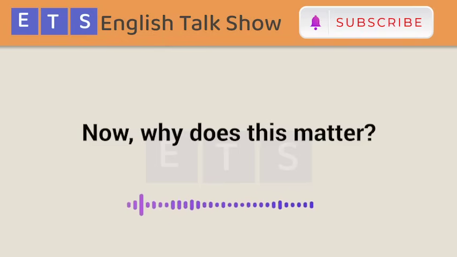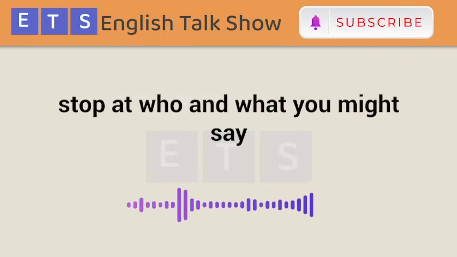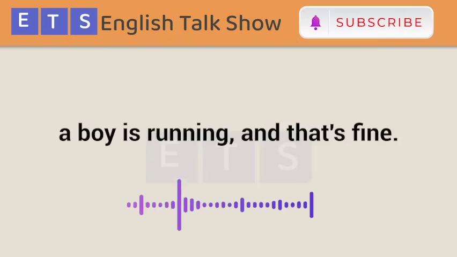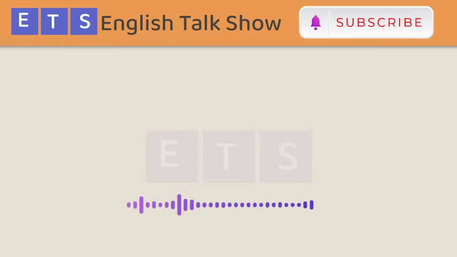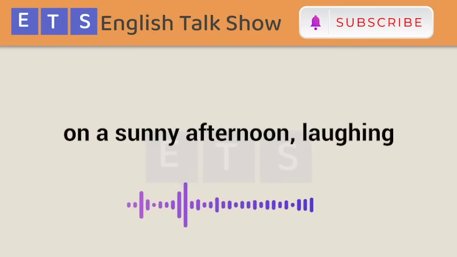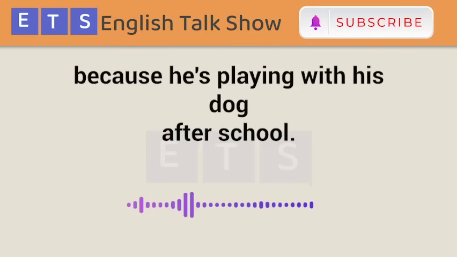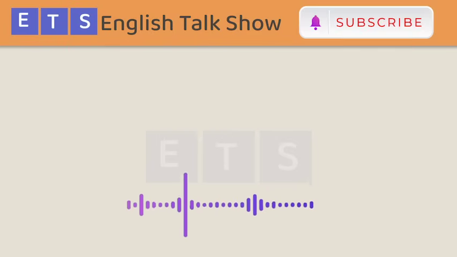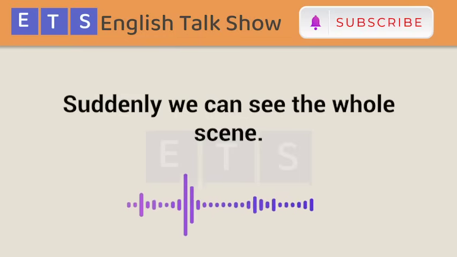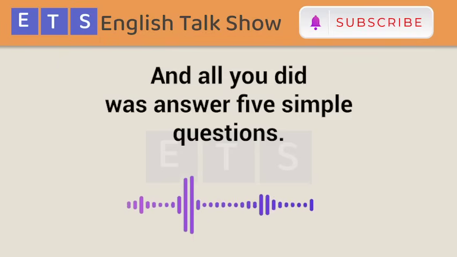Now, why does this matter? Because most language learners stop at who and what. You might say, a boy is running, and that's fine. But what if you said, a young boy is running through the park on a sunny afternoon, laughing as he chases after his golden retriever because he's playing with his dog after school? Suddenly, we can see the whole scene. It's alive. It feels real. And all you did was answer 5 simple questions.